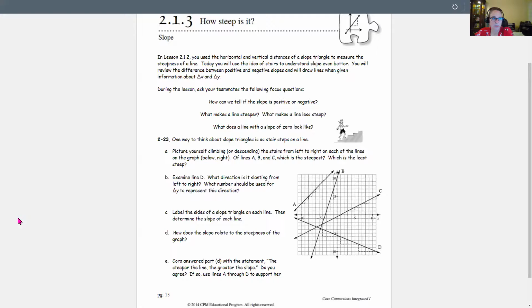This video is going to be on today's classwork, which is 2.1.3, problem number 2-23, dealing with slope. Looking at the worksheet, this is something that you don't need to submit, but you want to understand how to do.